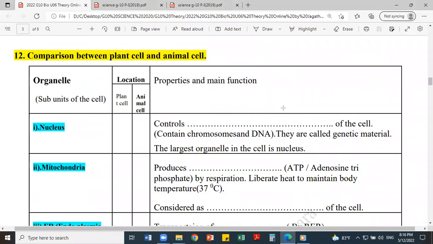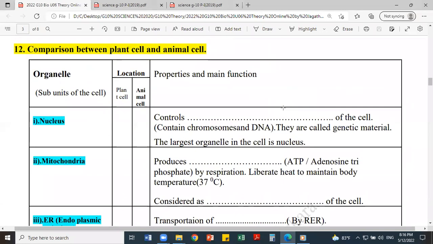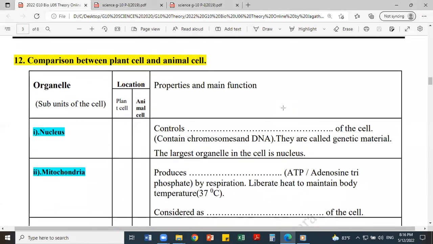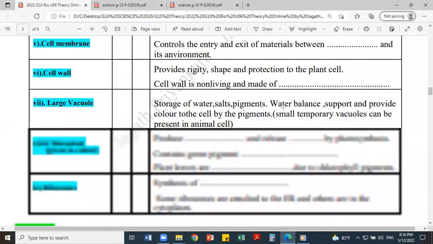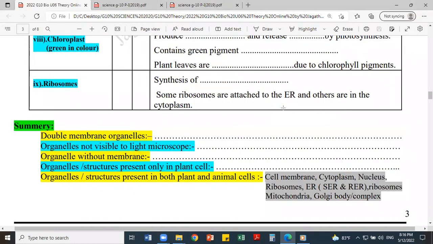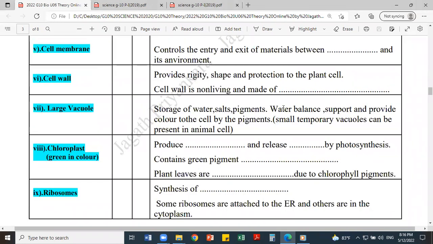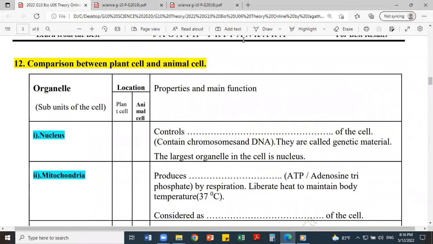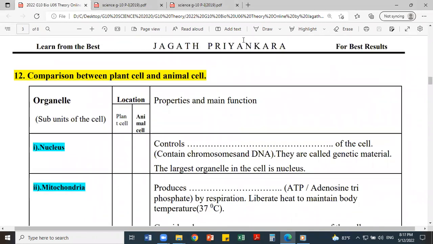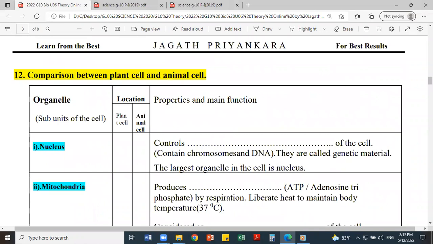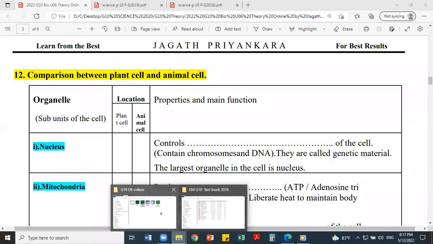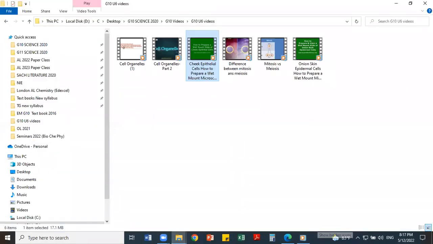Okay. Comparison between the plant cell and animal cell. Right. Now before that, I'll show you this summary. There's a small video clip about how to observe cheek cells under the light microscope. I'll show the video clip about these organelles.